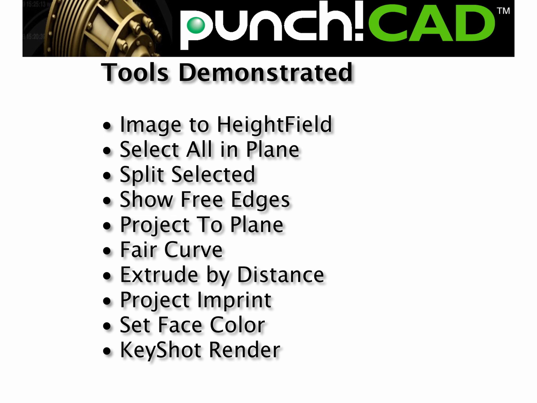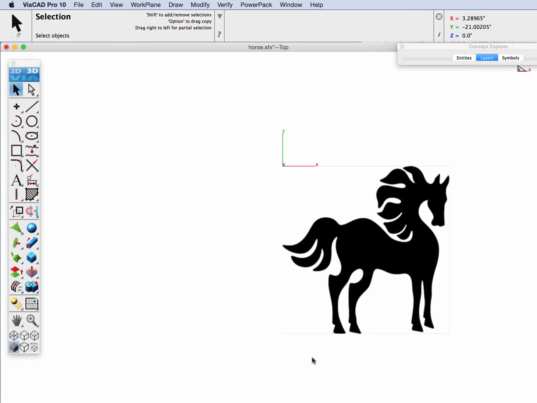make sure it's all planar, varying a curve, smoothing it out, extruding a profile by distance, taking a profile and projecting and imprinting it into a surface or a solid, and then setting face attributes such as color, and finally rendering our 3D model. I've imported a JPEG consisting of a black and white image of a horse.